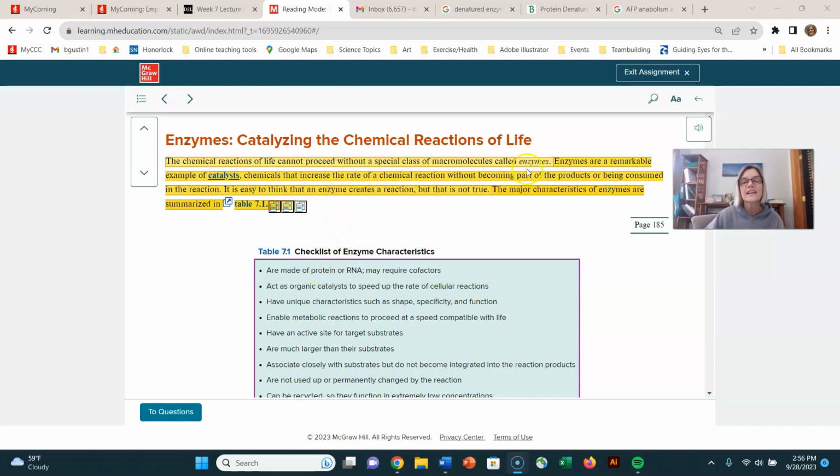Chemical reactions cannot occur without enzymes. So if we're talking about metabolism, all the chemical reactions in a cell, you obviously have to have lots of enzymes. Enzymes are what we call catalysts. Catalysts speed up the rate of a chemical reaction without being used up itself. And without these enzymes, we would not be able to conduct life.